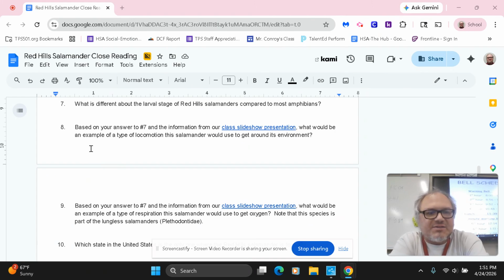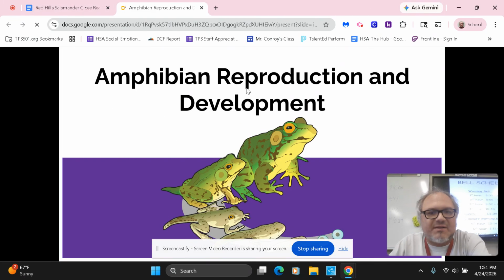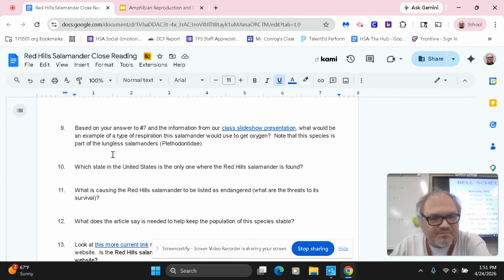Number 8, based on your answer to number 7 and the information from our class slideshow presentation, if you click the link here, it will take us to our slideshow that was all about reproduction and development, so you can look through there. What would be an example of a type of locomotion this salamander would use to get around its environment? Think about what you mentioned about the larval stage, how that affects its locomotion.